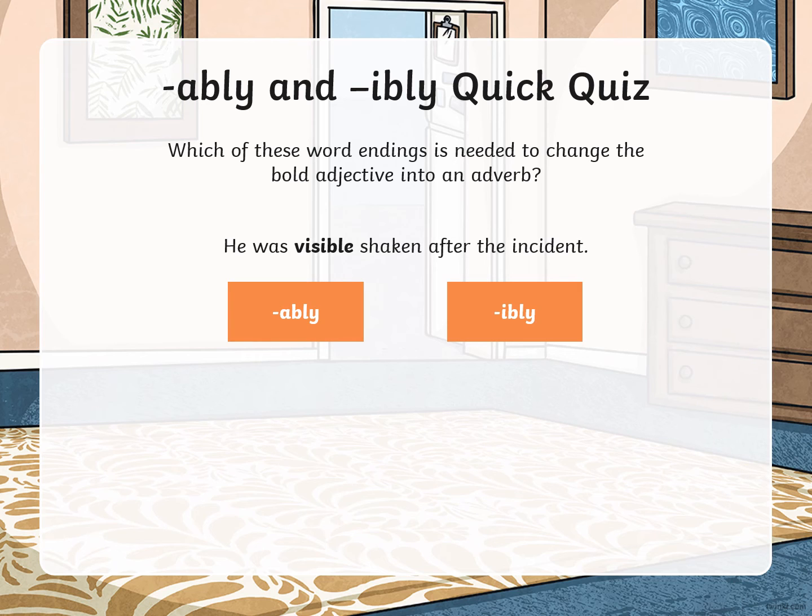Next one, he was visible shaken after the incident. So we know this sentence doesn't make sense. We need to add the adverb. Which one is it going to be? Write your answer down now.